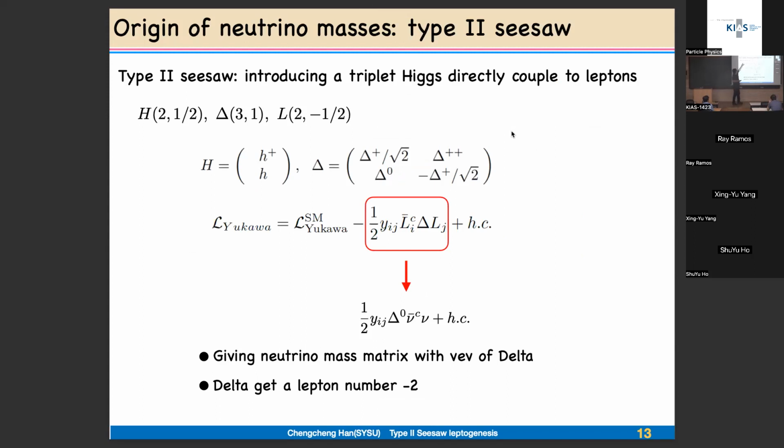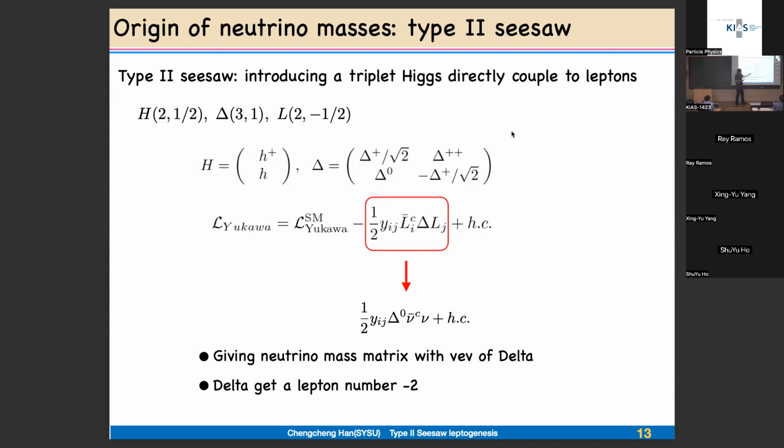If we add the triplet Higgs with hypercharge 1, then we can have a coupling directly to this delta. This is similar to the Yukawa sector of the standard model. If we add the delta, we must have this coupling. Because delta is a triplet, we can write it down like this, with a neutral one, delta 0. This coupling predicts that delta 0 couples to the neutrino. If delta 0 gets a vacuum value, then the neutrino gets mass, similar to other fermions in the standard model: one Higgs gets a vacuum value and the other particle gets mass.